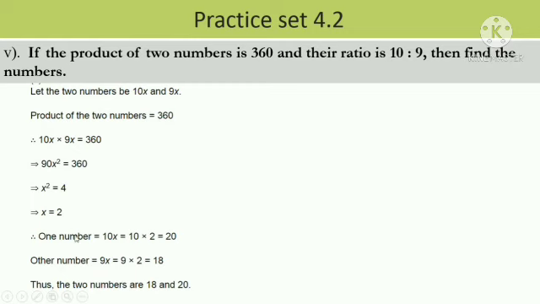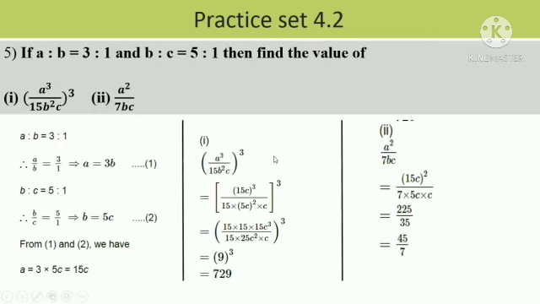Now we have to find our numbers, that is 10x and 9x. So put the value of x, that is 2. So 10 twos are 20 and 9 twos are 18. So 18 and 20 are the required numbers. So here question number 4 is over. Now we are taking question number 5. Question number 5 is omitted from the syllabus.